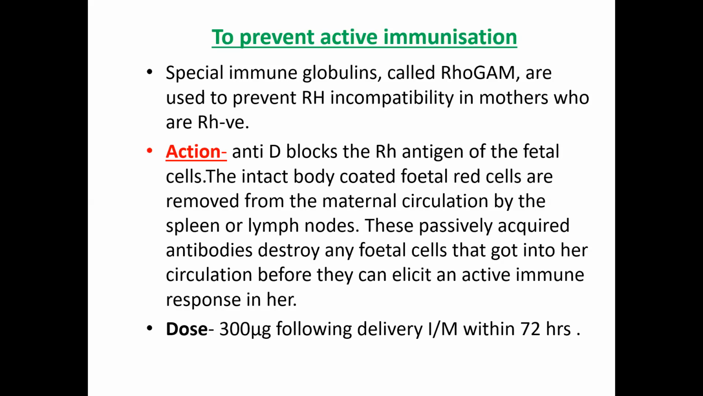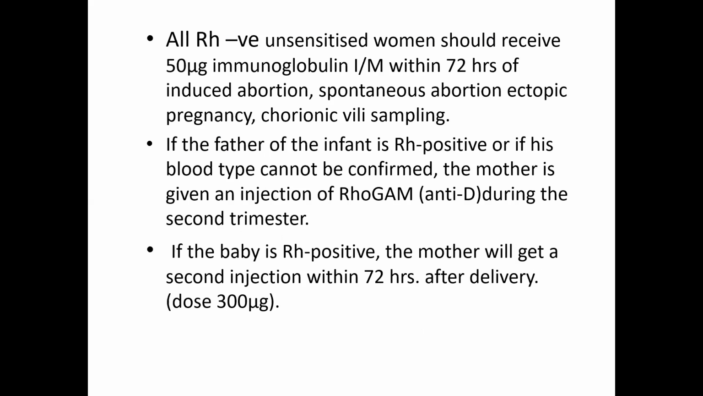Generally, if the mother has any abortion, miscarriage, or invasive procedure, such as chorionic villus sampling, amniocentesis, or cord blood sampling, any procedure which has a chance of mixing the blood of the fetus with the mother, at that time we have to provide the anti-D injection to the mother for the prevention of antigen-antibody reactions. Generally, after the delivery of the baby, within 72 hours we have to give this injection. At the present time, the cost of this injection is 4,000 to 4,500. All RH negative unsensitized mothers should receive 50 μg immunoglobulin IM within 72 hours.